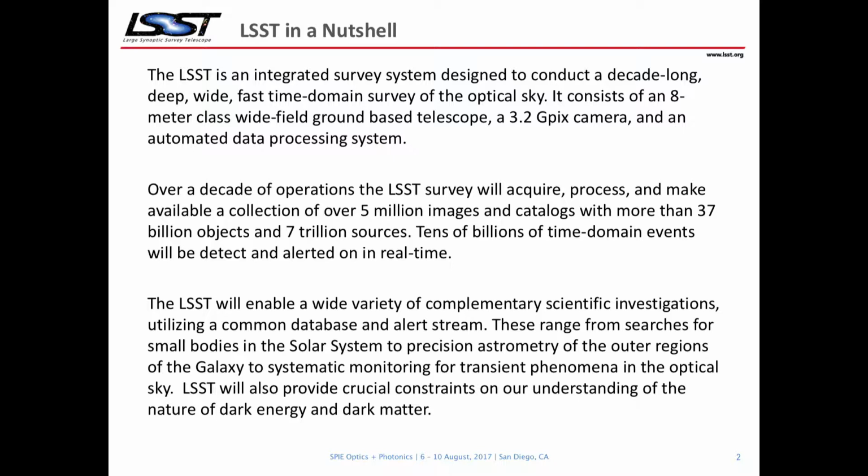37 billion objects and 7 trillion sources. We call a source something that was there at some point in the sky at some point in time. And by measuring everything that varies, we will issue alerts, what we call time domain events. Something has changed in that part of the sky. And over the 10 years, we'll issue tens of billions of time domain alerts. As I'll cover later, we'll do that within 60 seconds of having obtained the exposure. So each night, there'll be something like 10 million time domain alerts issued.